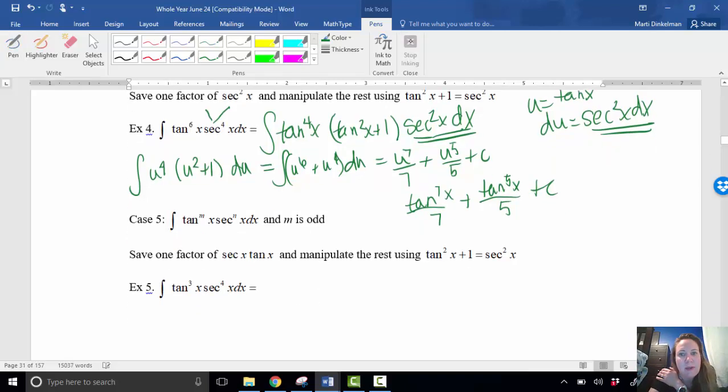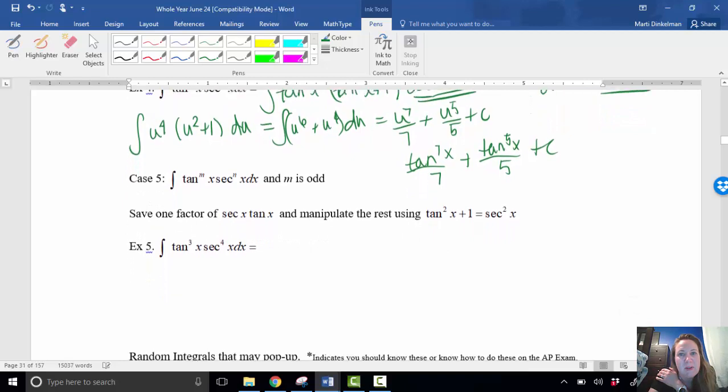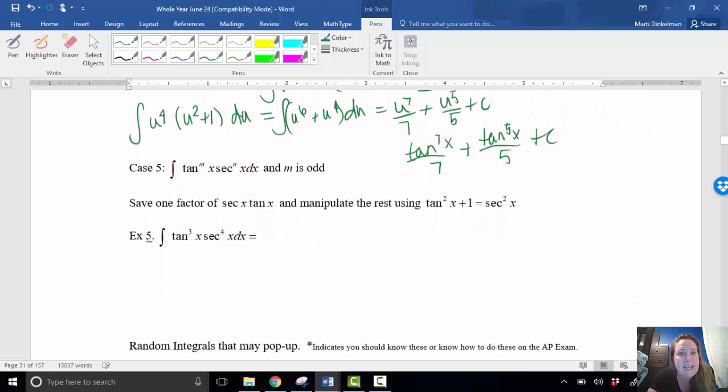And then this last one, this one's a little interesting. So remember the derivative of secant is secant tangent. So in this case, that's what we're going to save off to the side. And again, sometimes you can do them one way or the other and it works out just fine. So let's do what they say here.